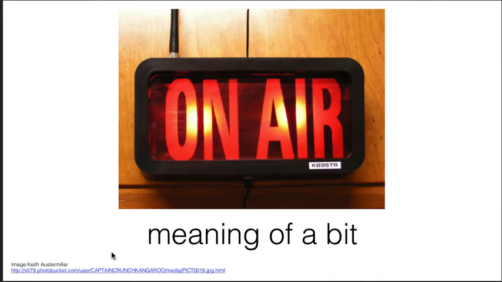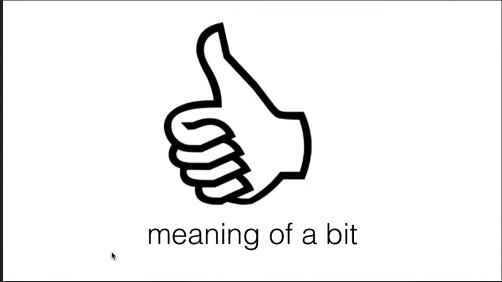Similarly, you know, here the light could be on, could be off. In this case, if the red light is on, it means don't come in. The DJ is on air. If the light's off, it means you can come in. Thumbs up could be one thing, thumbs down, something else. A bit could mean, you know, zero means happy, one means sad, or, you know, one means happy and zero means sad. It's up to you.